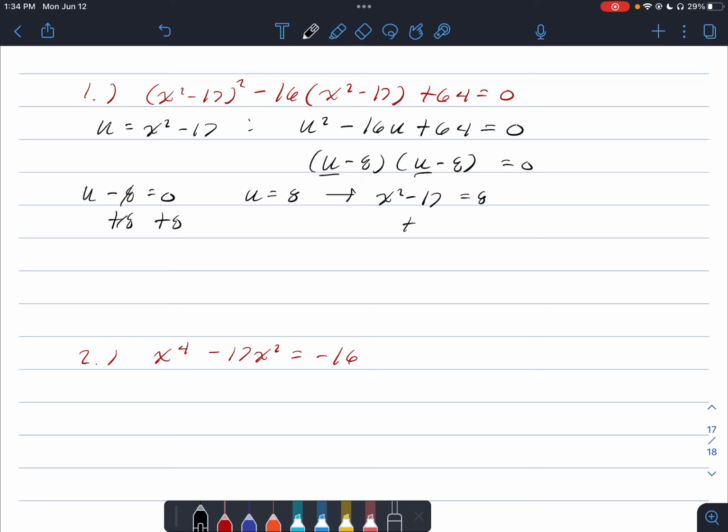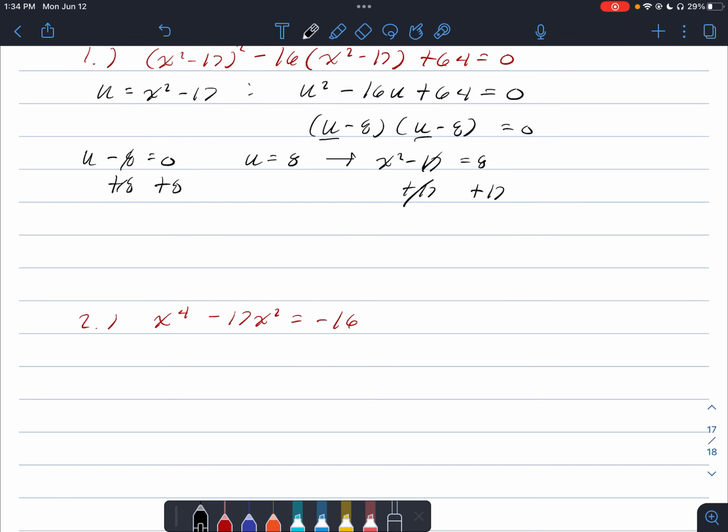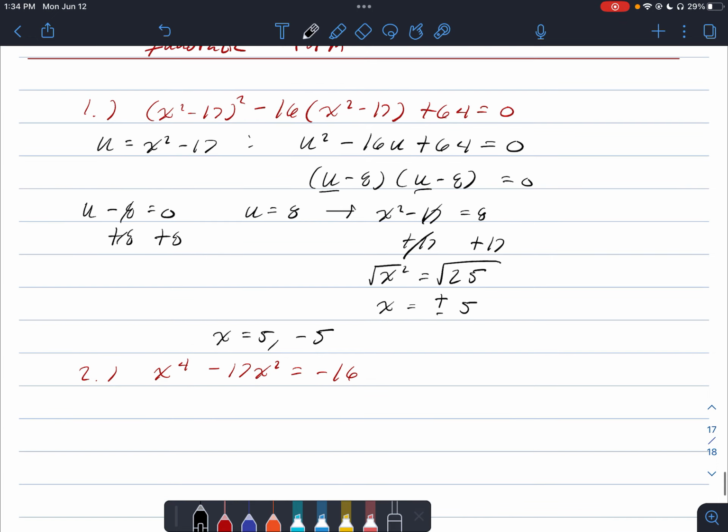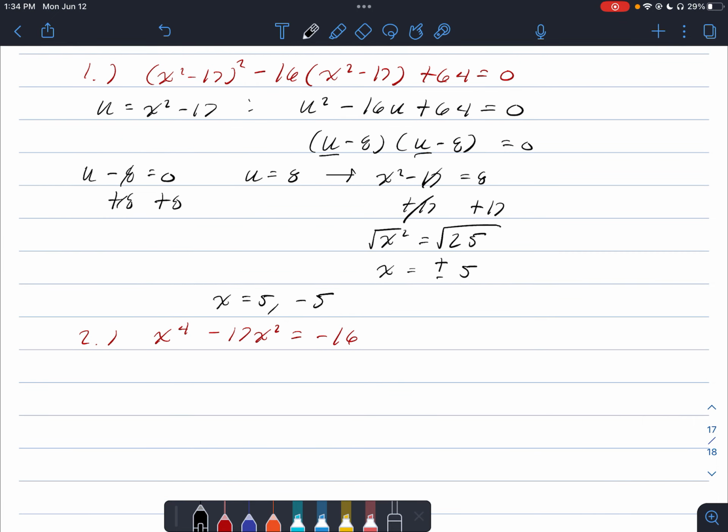So let's go ahead and add 17 to both sides. And here we have then that x squared is equal to 25. And now what we can do is take the square root of both sides, and we get that x is equal to plus or minus 5. So we know that x equals 5 and x equals negative 5 are both valid solutions for this equation. And you can double check this by plugging this into the initial equation, okay?